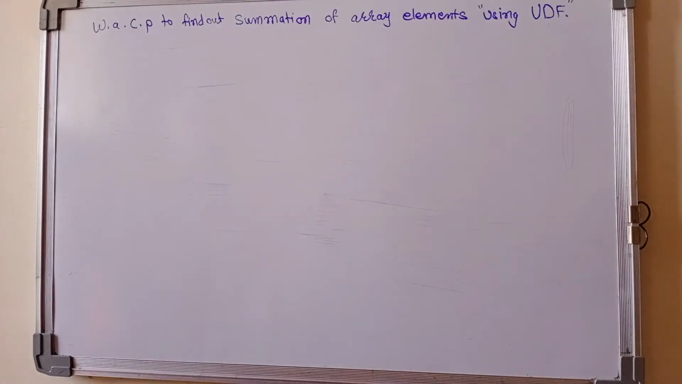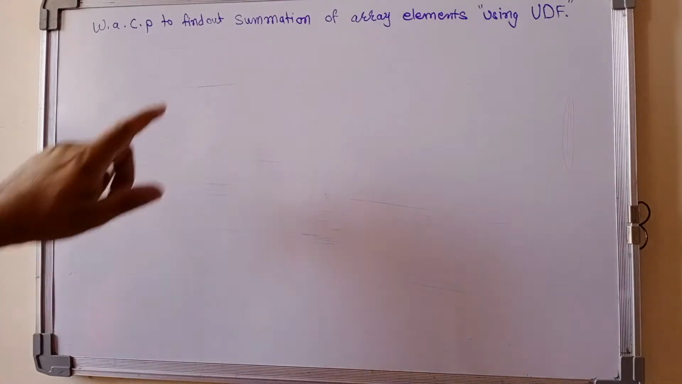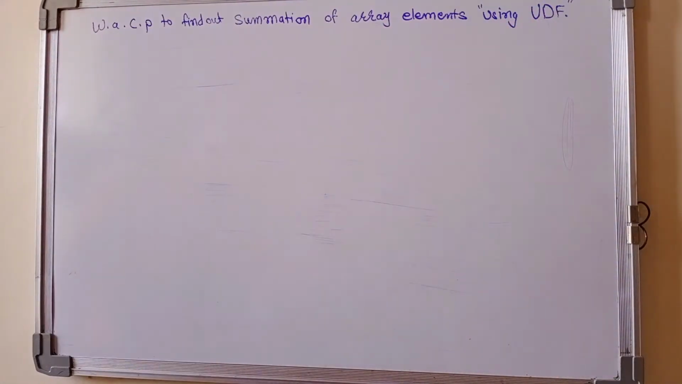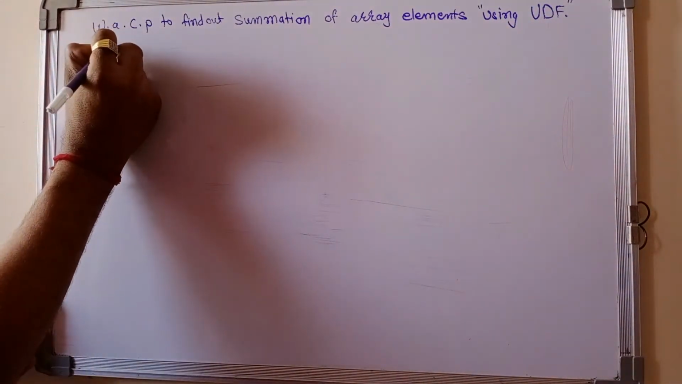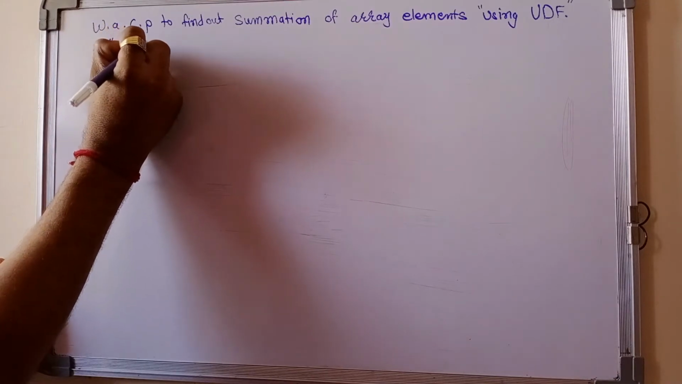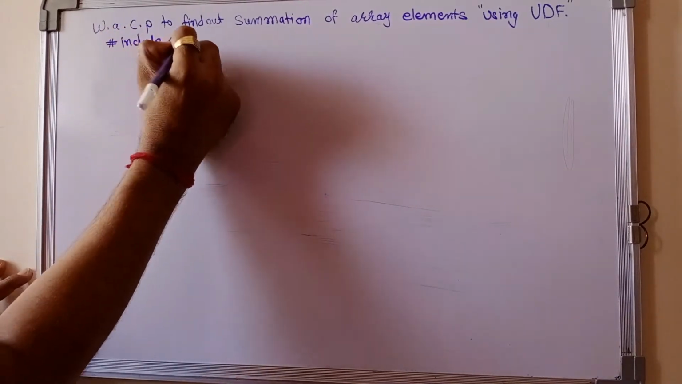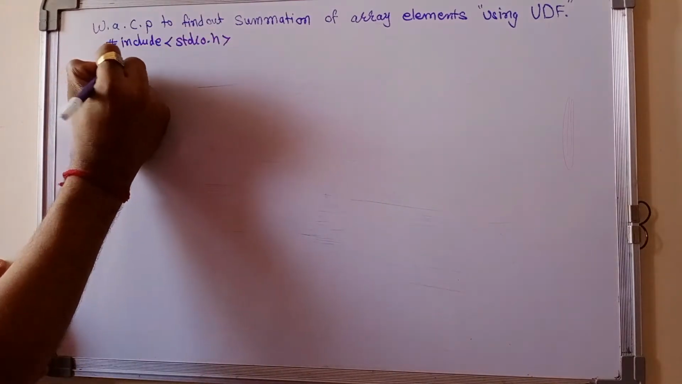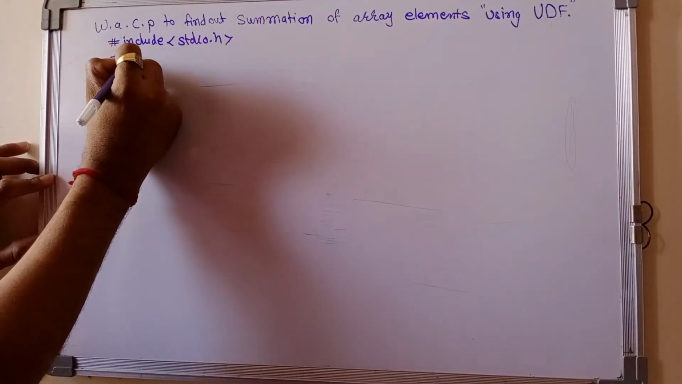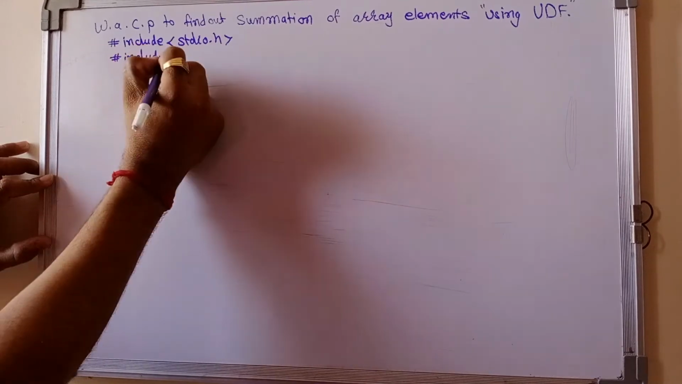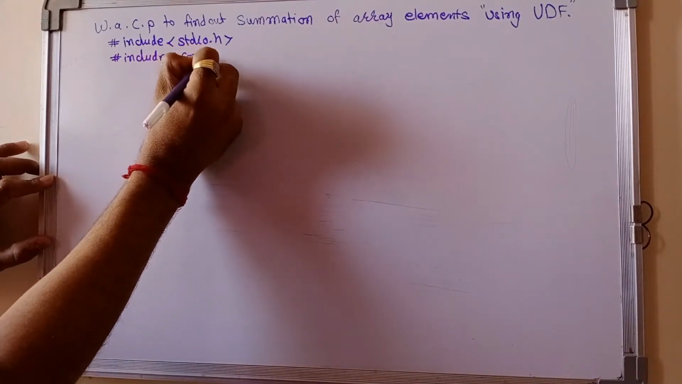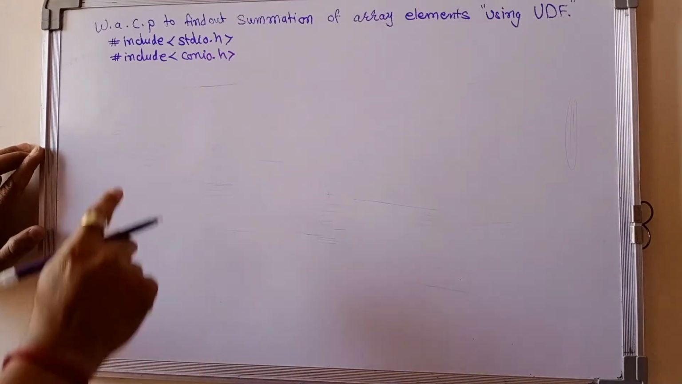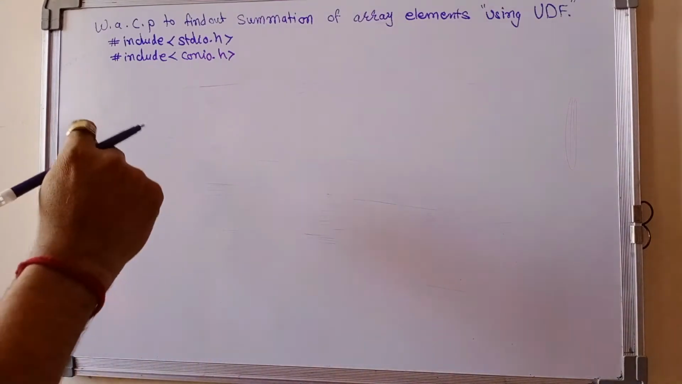Hello friends, today we will learn how to find out summation of array elements using user-defined function. First of all, we need to include stdio.h, again include conio.h. I am leaving space for the function declaration here. We will do it later on.